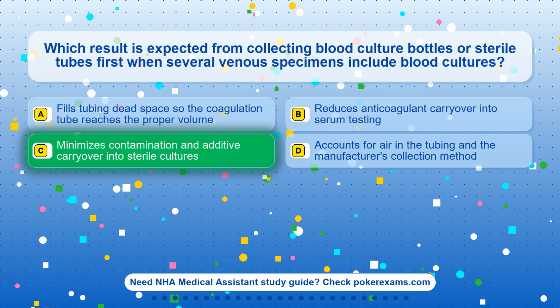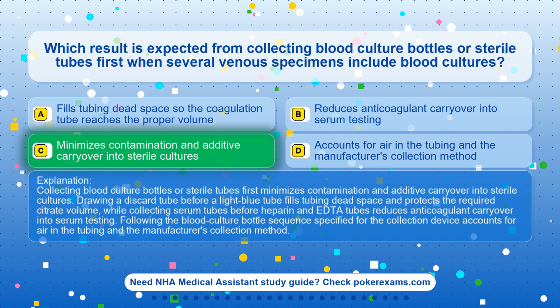The correct answer is option C. Minimizes contamination and additive carryover into sterile cultures. Collecting blood culture bottles or sterile tubes first minimizes contamination and additive carryover into sterile cultures. Drawing a discard tube before a light blue tube fills tubing dead space and protects the required citrate volume, while collecting serum tubes before heparin and EDTA tubes reduces anticoagulant carryover into serum testing.